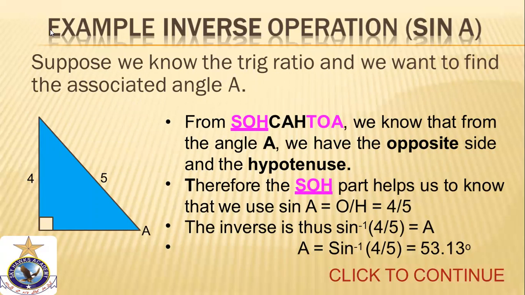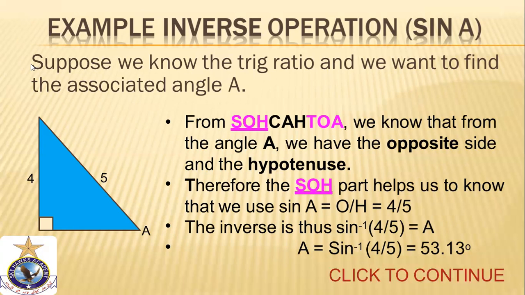Example: inverse operation sine of A. Please read this one. Suppose we know the trig ratio and want to find the associated angle A. We have the opposite side and the hypotenuse.